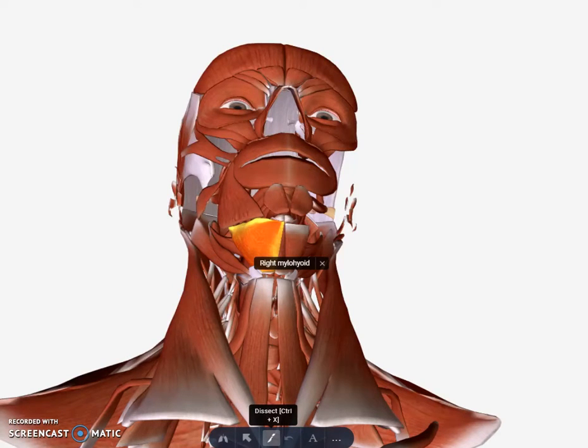This is the mylohyoid. It supports roof of bottom of mouth, elevates hyoid and tongue, and depresses the mandible. The origin is the posterior mandible, and the insertion is the hyoid.